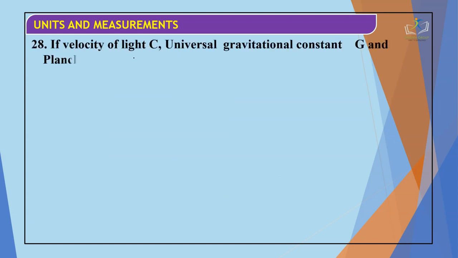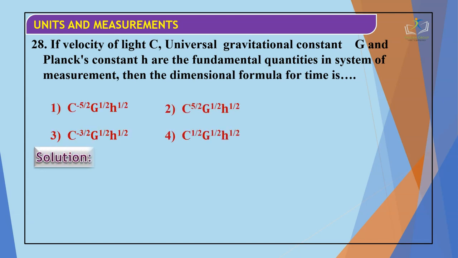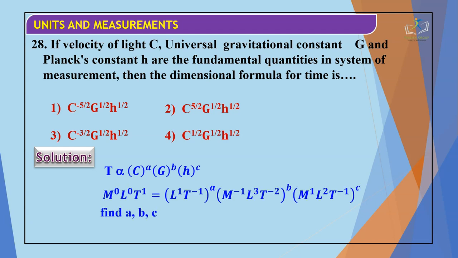Next question we have, if the velocity of light, capital C, universal gravitational constant G, Planck constant, I think this is the same question. I think so. No, this time it is the dimensional formula for time. Earlier it was for something else. So what we do is apply the same procedure for that and get the result.